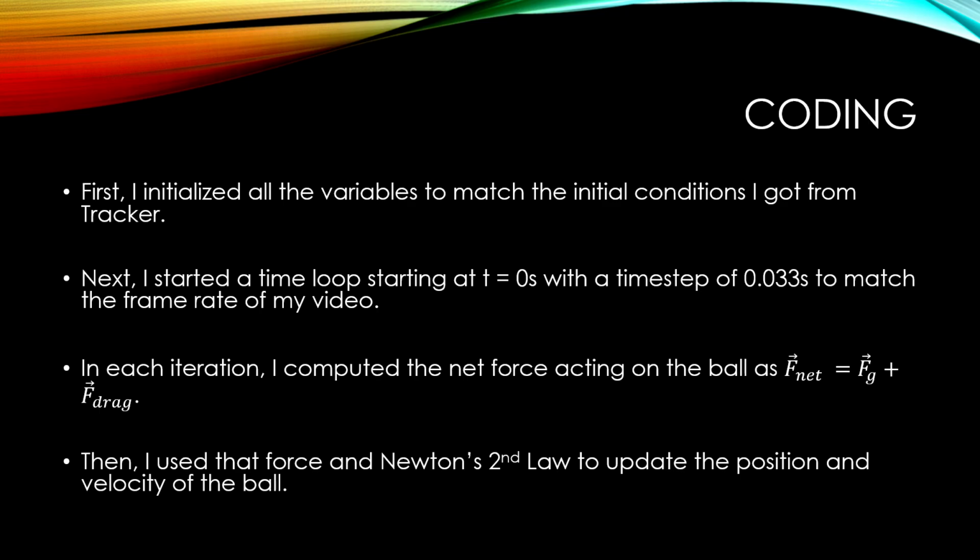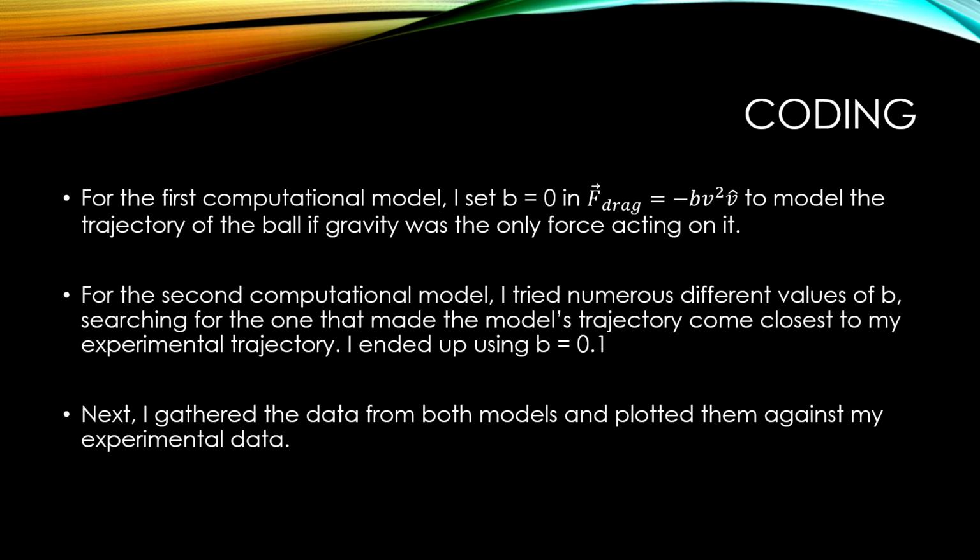And in each iteration of the time loop, I computed the net force acting on the ball as the force of gravity plus the force of drag. Then I used that force and Newton's second law to update the position and velocity of the ball. For the first computational model, the orange arc in the graph, I set b equals 0 in the drag equation to model the trajectory of the ball as if gravity were the only force acting on it. For the second model, I tried a bunch of different values for b and ended up using b equals 0.1 because it best matched my experimental trajectory.